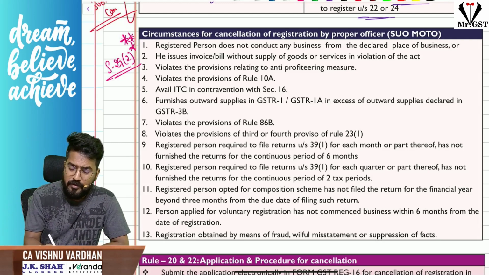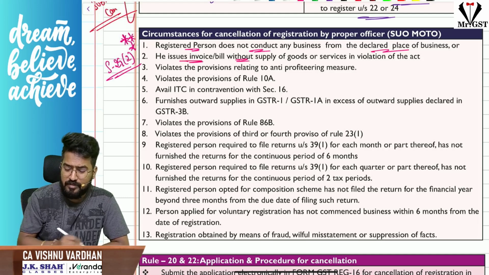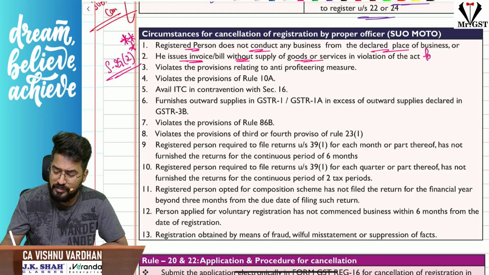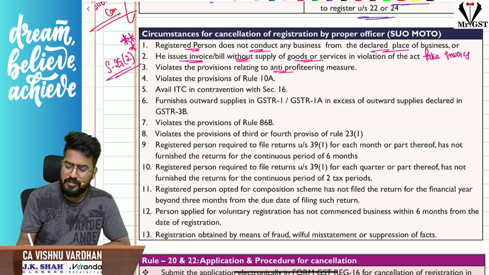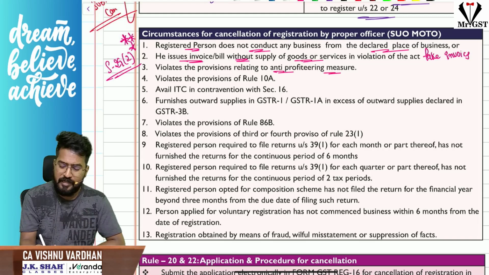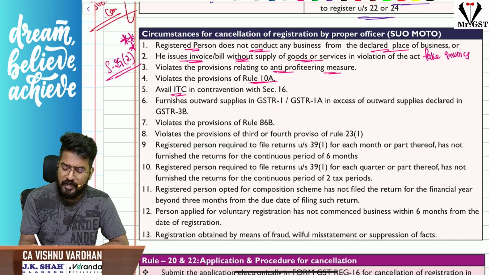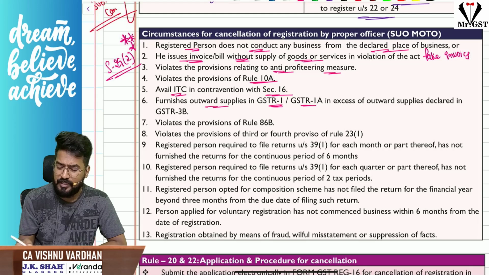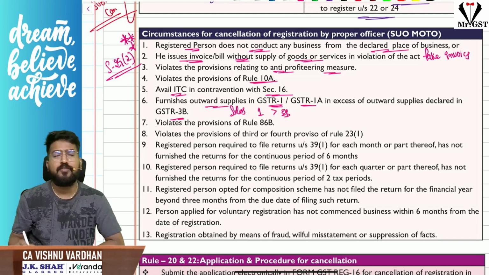Sir, if you have registered and you are not doing business from the declared place of business, or you are issuing invoices or bills without supplying the goods or services, that means, can I say, fake invoices. Or you are violating the provisions of anti-profiteering measures, or you are violating the provisions of rule 10A, just now we have seen that, bank account details updating. Next, you are availing ITC in contravention of section 16. Next, your outward supplies in GSTR-1 or 1A are more than in 3B. That means the sales you are disclosing in 1 are greater than whatever you are disclosing in 3B.